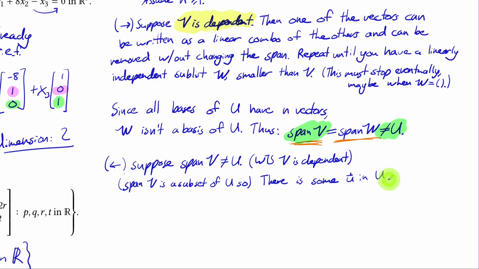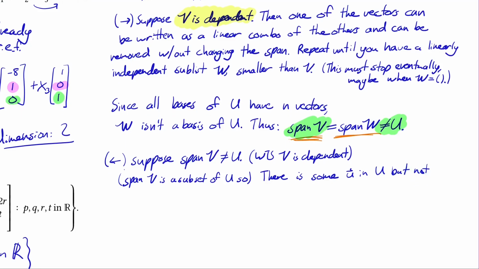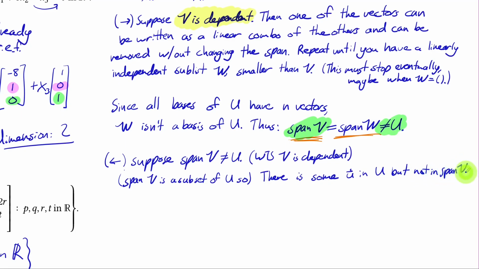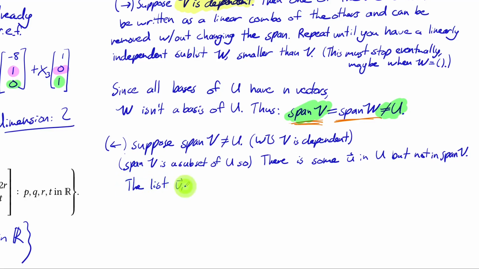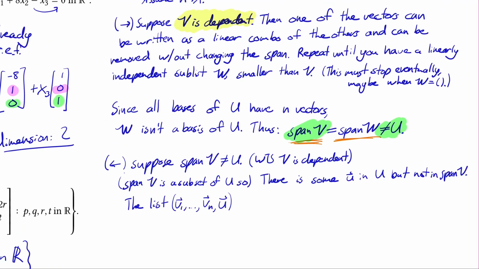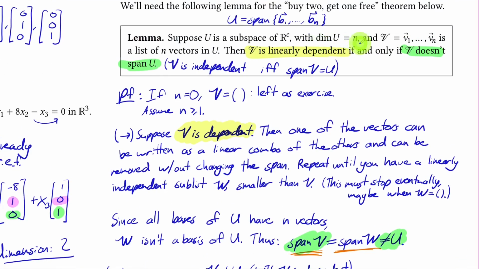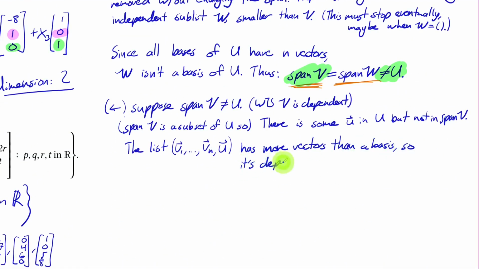So we know there's some vector u in U, but not in the span of V. Now, if we take that one vector u that's not in the span of V, that list now has more vectors in it than a basis, because a basis must have n, because that's the dimension of U. And we just had a theorem earlier in the section that said if you have more vectors than a basis, you have a linearly dependent list.